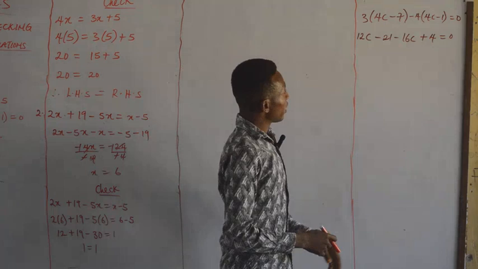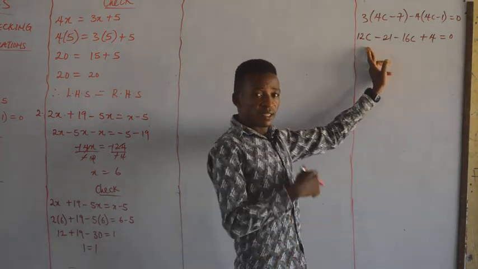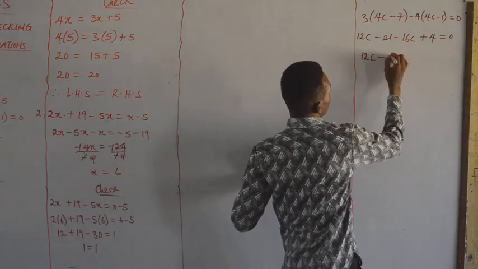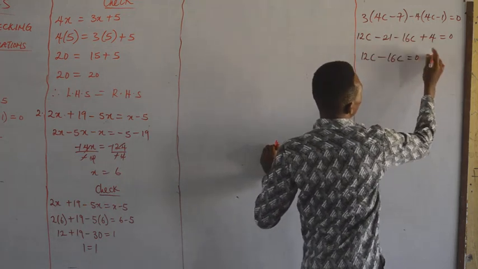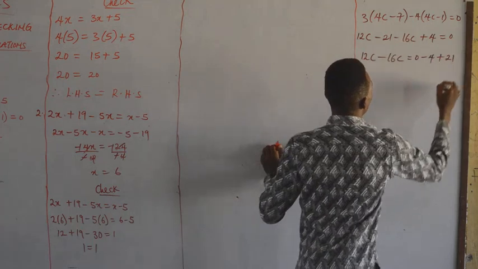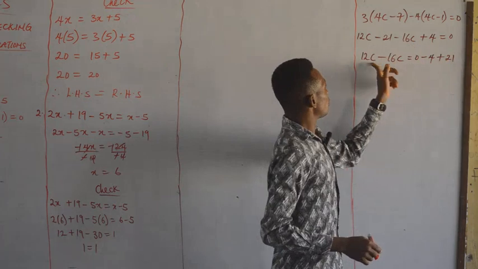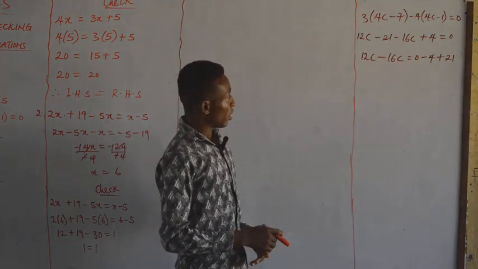So this one has now been reduced to a linear equation. Now, we collect our like terms. When you are collecting the like terms, all the algebra is left outside. So this is 12c minus 16c equals 0 minus 4 plus 21. So let's count: 1 2 3 4 5, 1 2 3 4 5. So that means we are not omitting anything.